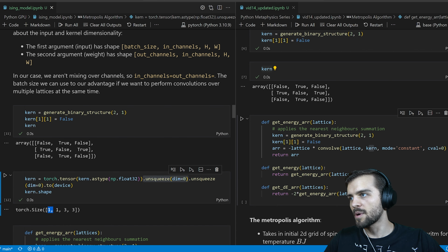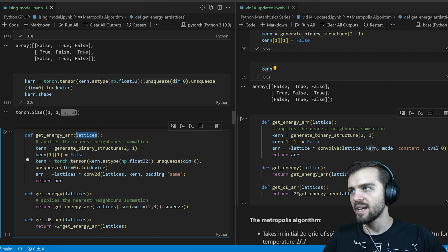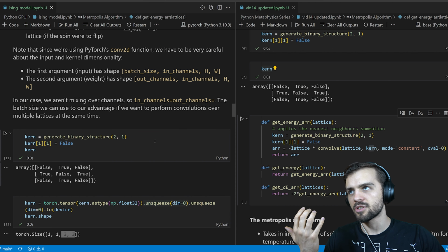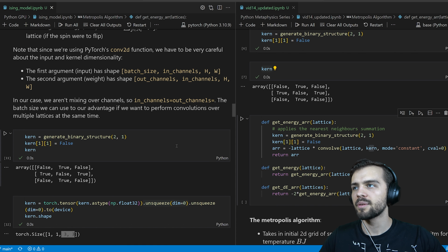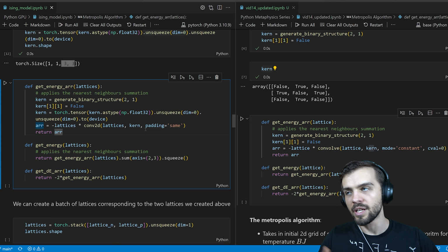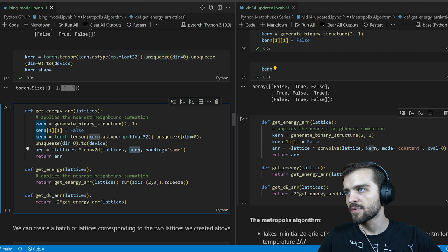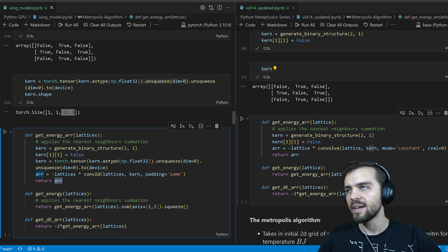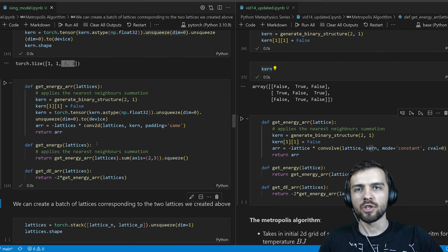Because, of course, this corresponds to the output channels, the input channels, and then the height and width of the tensor. And so that also means when I give my lattices array here, it needs to have the same dimensions that's specified here. It needs to have a batch size, input channels, height, and width. Then I can basically use PyTorch's 2D convolution function. I feed in the lattices, which of course is going to be a tensor of this shape here, the kernel, which I've constructed above, and it will return an array, and the array will have the shape batch size, out channels, height, width.